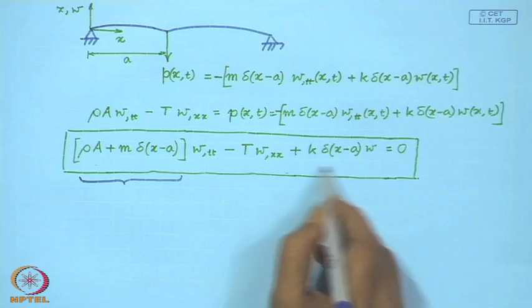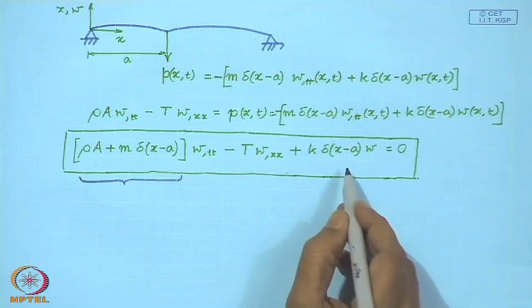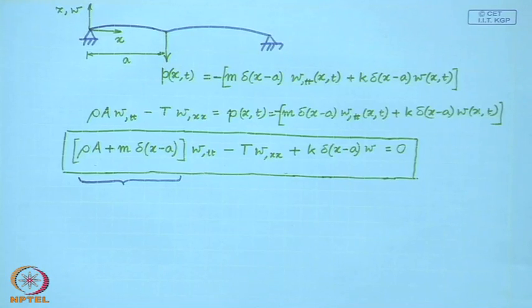Similarly, now you have a stiffness coming into the system at x equal to a. So, this completes the description of a string interacting with an oscillator which is coupled to it.